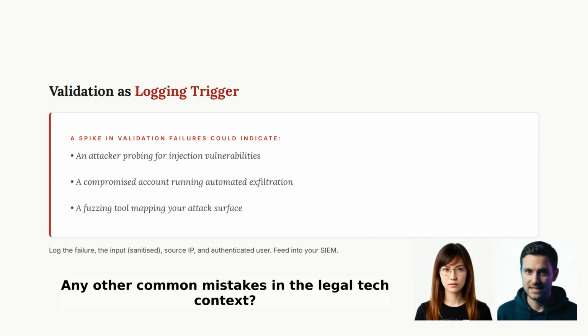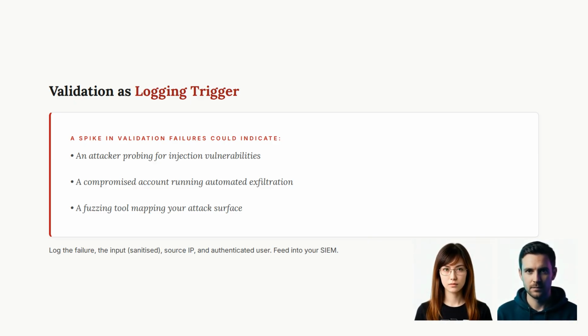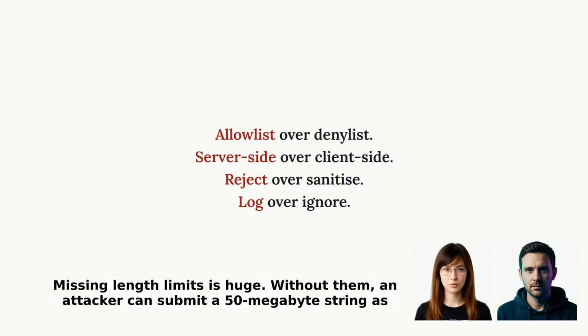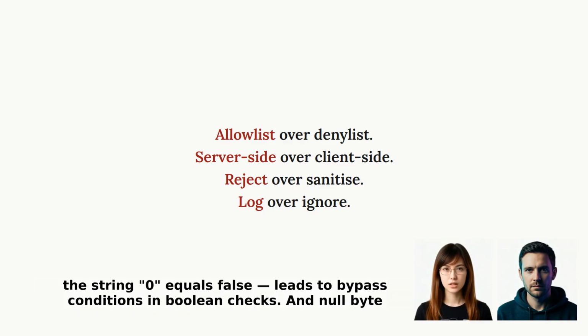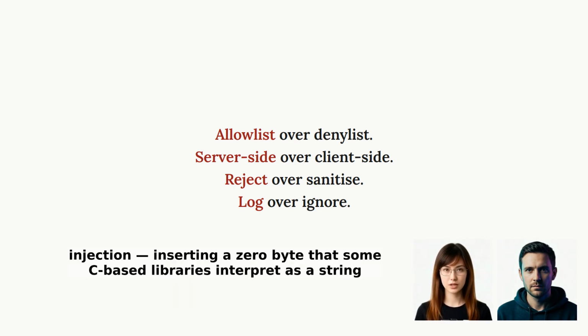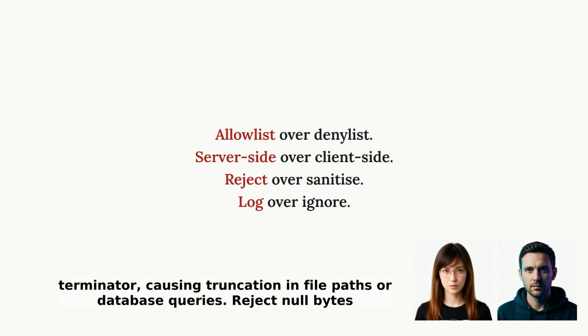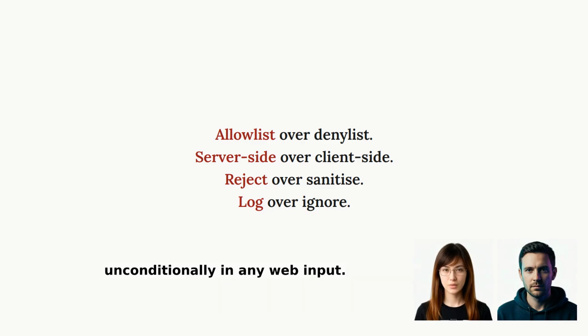Any other common mistakes in the legal tech context? Missing length limits is huge. Without them, an attacker can submit a 50 megabyte string as a case note and crash your parser or exhaust server memory. Type coercion in JavaScript, where the string "0" equals false, leads to bypass conditions in Boolean checks. And null byte injection. Inserting a zero byte that some C-based libraries interpret as a string terminator, causing truncation in file paths or database queries. Reject null bytes unconditionally in any web input.